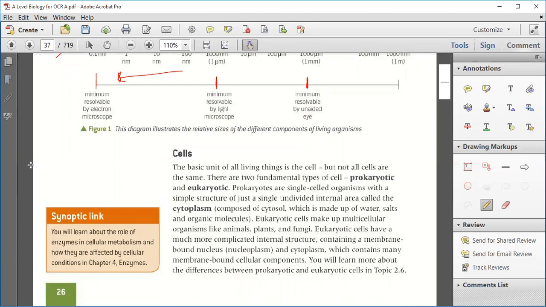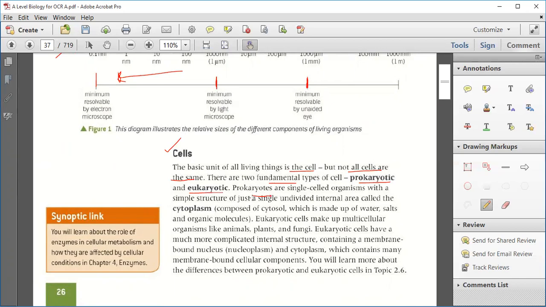Okay. Now, cells. The basic unit of living things is the cell. Each and every human being is made up of a group of cells. But not all cells are the same. They are fundamentally divided into two types, prokaryotic and eukaryotic cells.